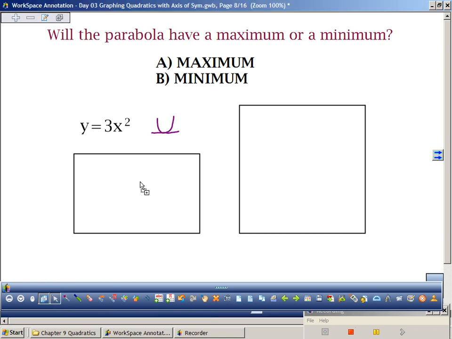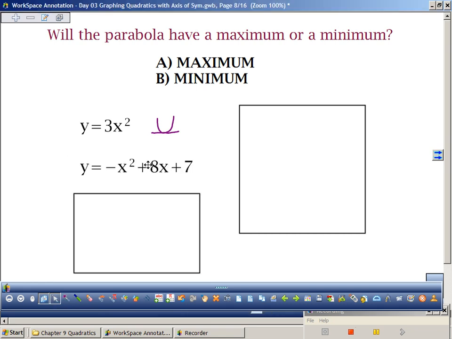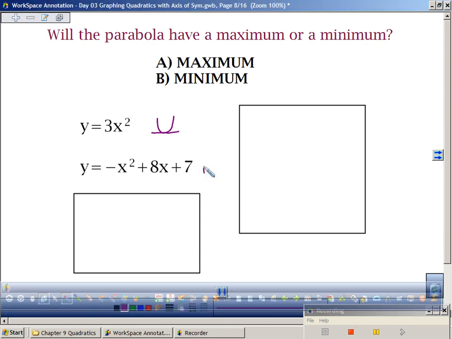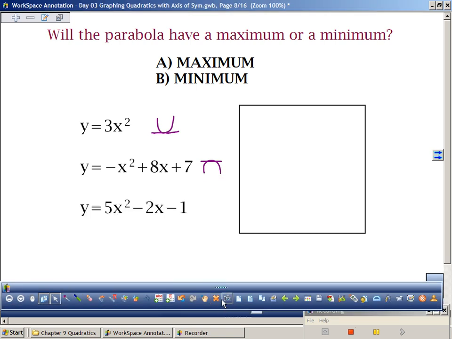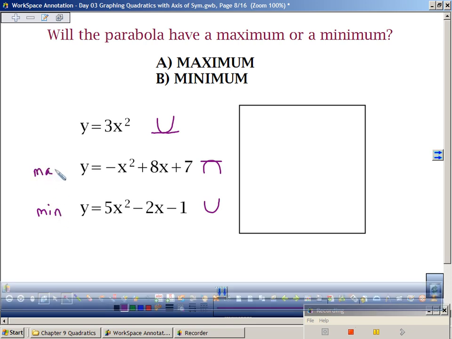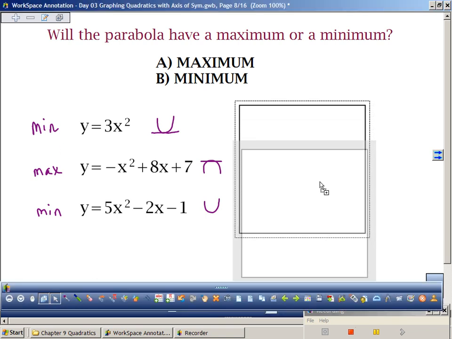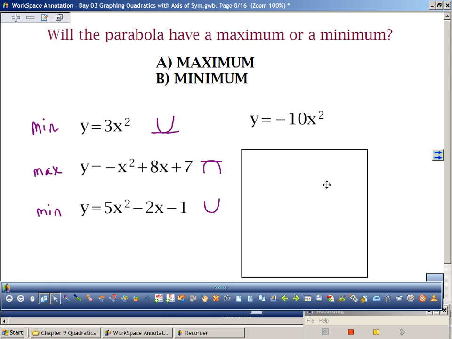Okay, so let's look at the next one. What's that one going to look like? It's going to be frowning, which would mean maximum. It has a maximum point. Okay, what about the next one? Minimum. Good. So this one was max, and this one was minimum. Let's try these. Maximum. Good.